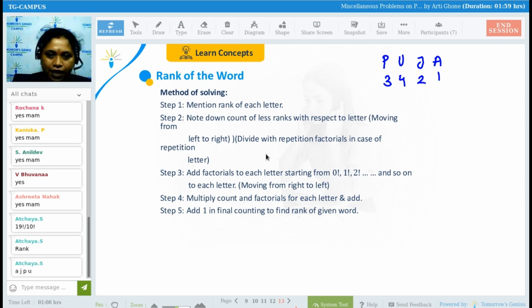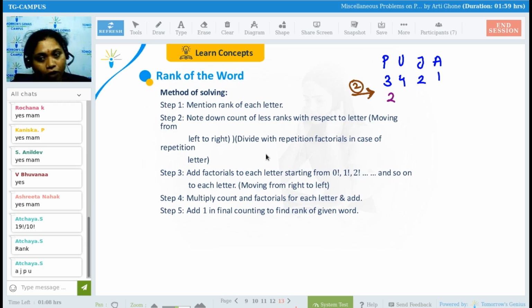Okay. After that, note down the count of lesser ranks with respect to the letter, moving from left to right. Moving in this direction is really important. You have to take this as step 2. Clear? Now, how many numbers are there which are less than 3? 2 and 1. So 2 numbers are less than 3.